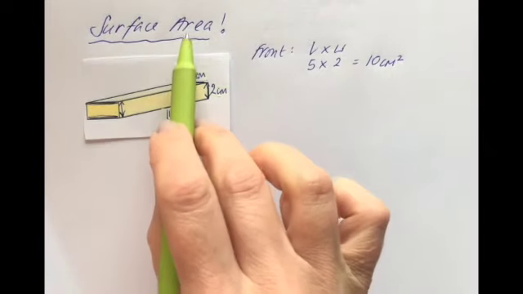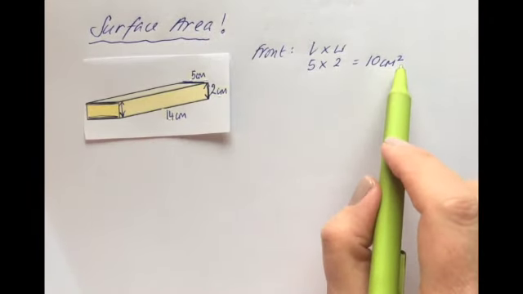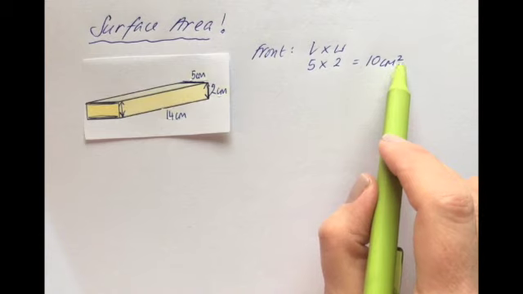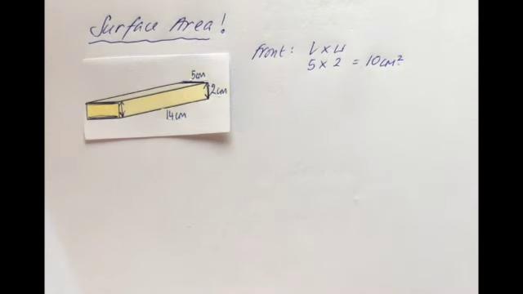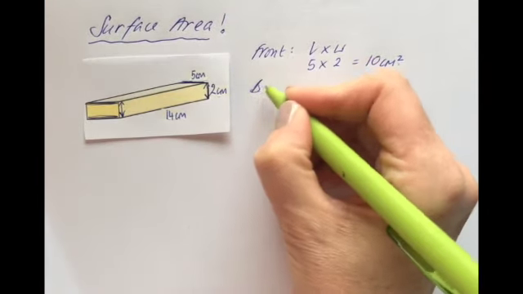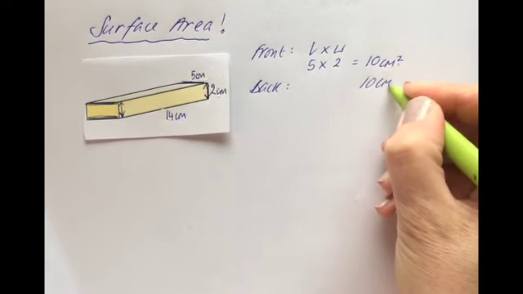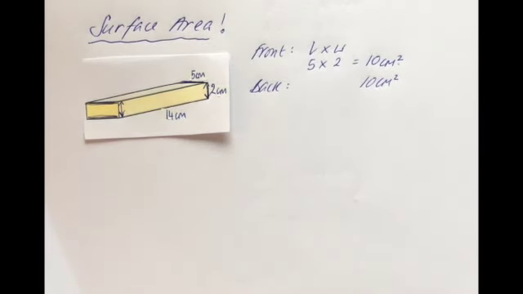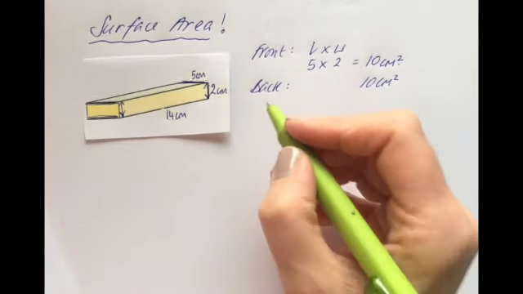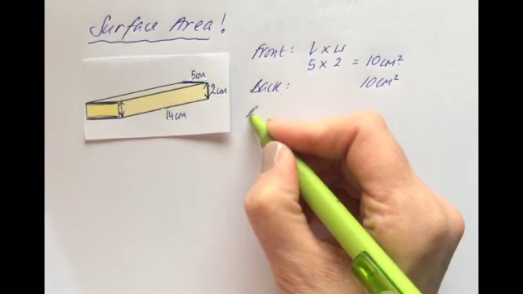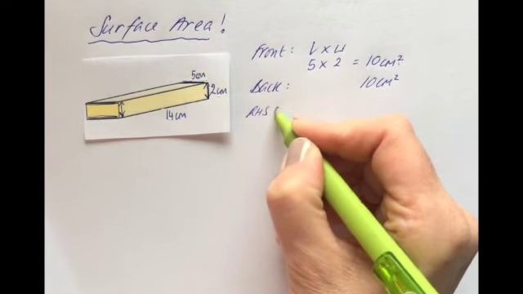Now we are talking about area, in which case we're talking about the flat 2D surface. So it's centimeters squared as the units. Okay, so that's the front. The back is going to be the very same. That front and back shape or surface is going to be the very same. So now let's have a look at the right hand side.